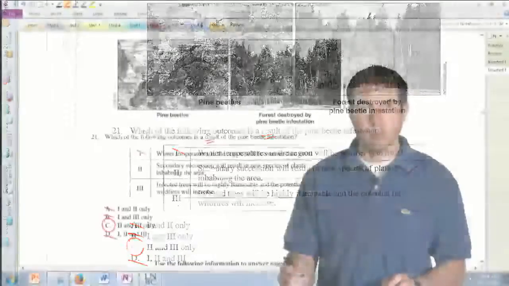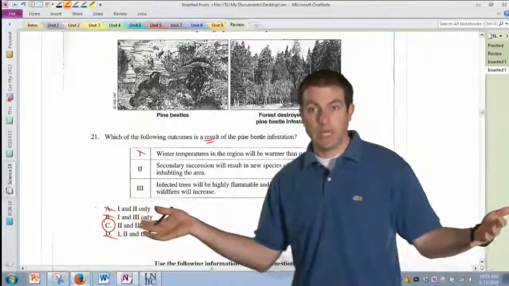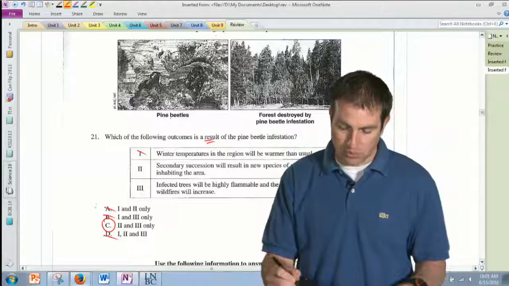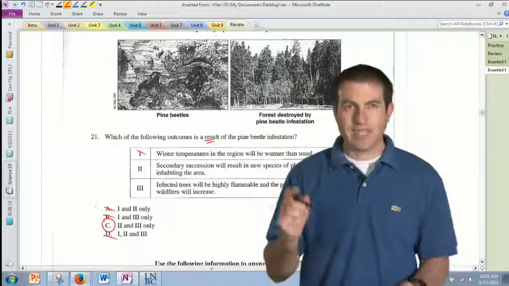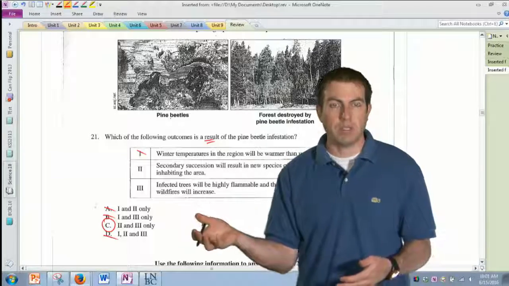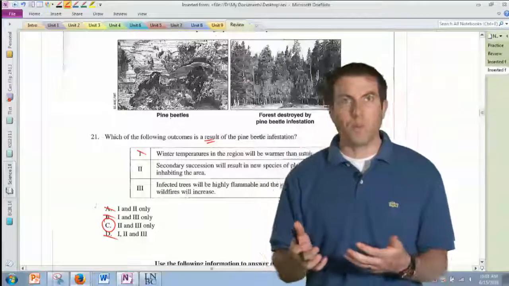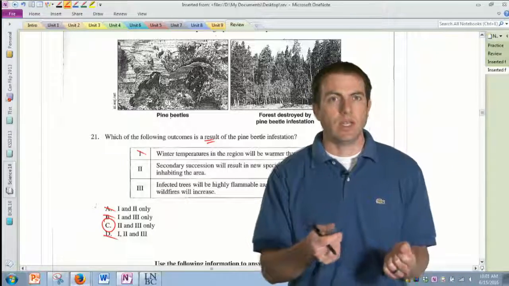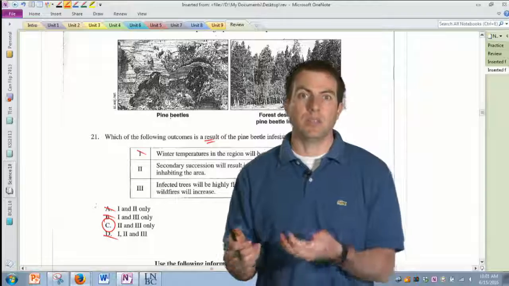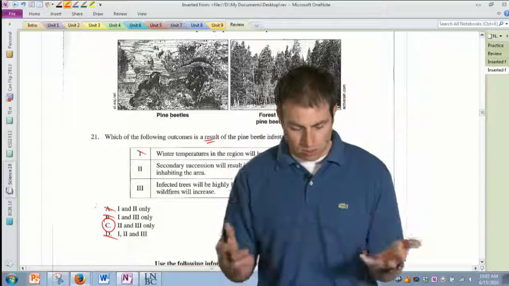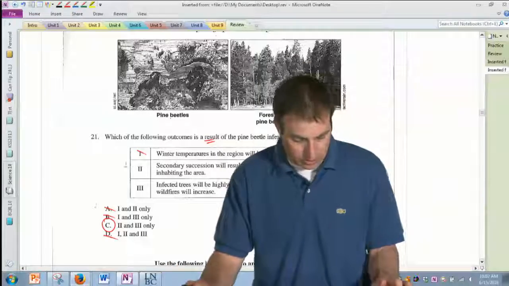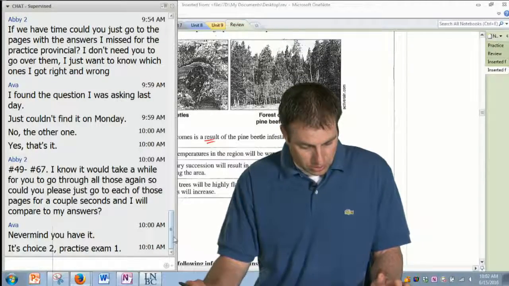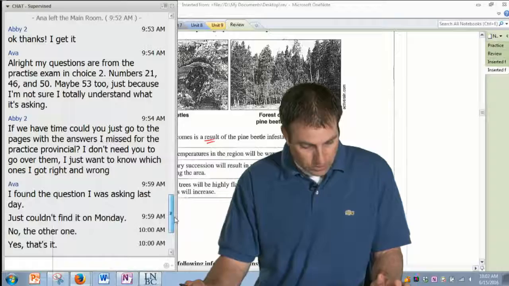Secondary succession will result because all of the trees will be dead, and infected trees will be highly flammable, so the potential for wildfires will increase. So the key thing here is the result of the pine beetle infestation. The warmer winter temperatures cause the pine beetle infestation, not the other way around. The temperature isn't warmer because there were beetles in the area. So hopefully that kind of answers your question. Let's get the other ones. Thank you for putting those in, Abby.